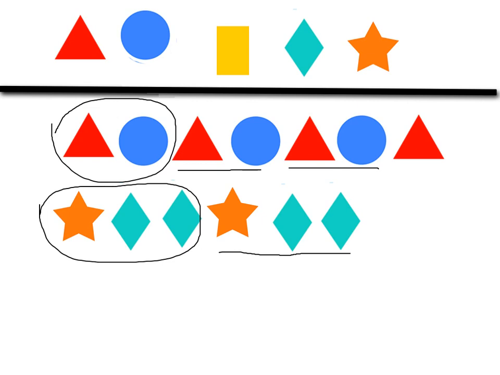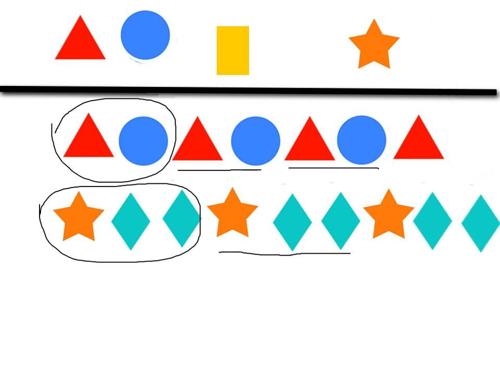Wow. All right, are you clever enough to work out what shape will come next in this pattern? Did you say star? You'll be right. What about the next one? Yep, that's followed by a diamond, and that diamond's followed by another diamond.